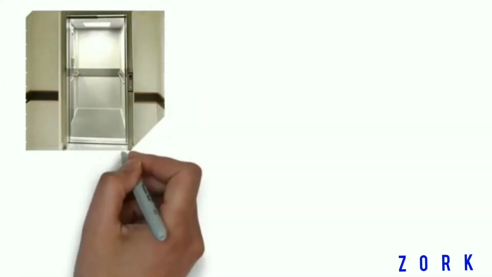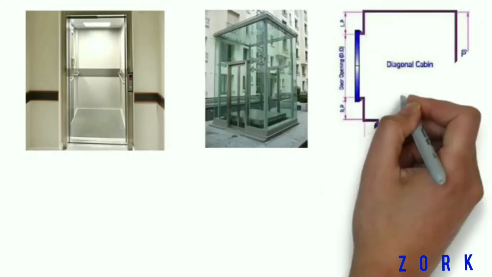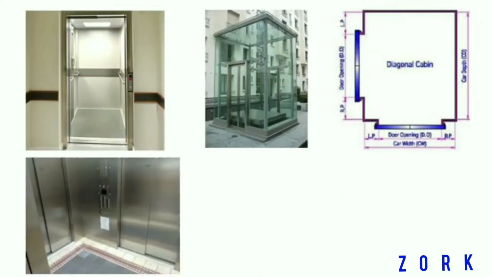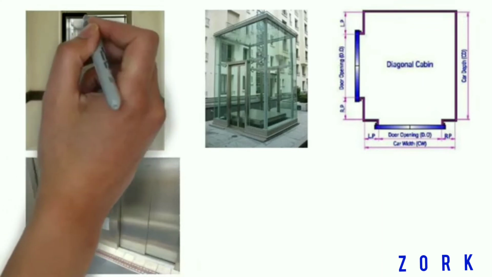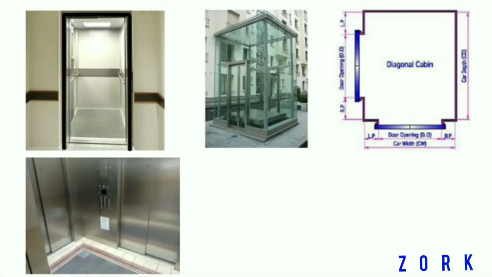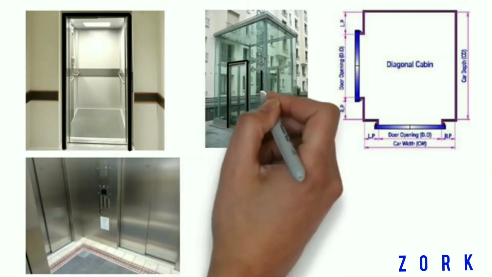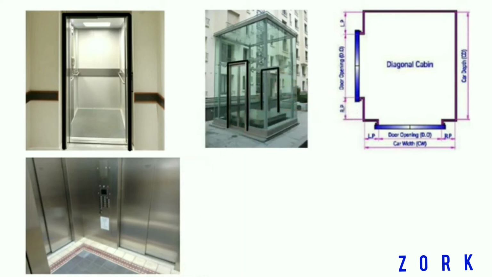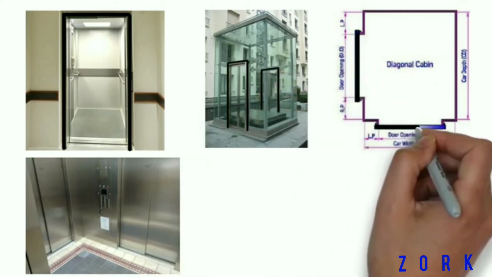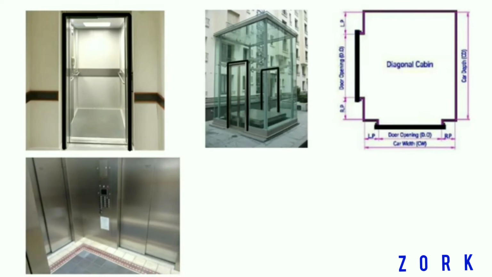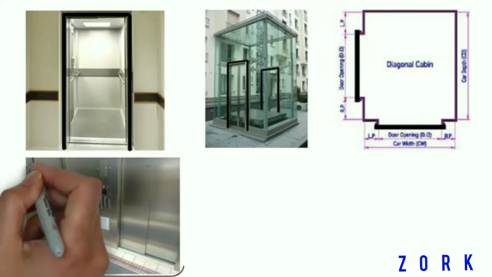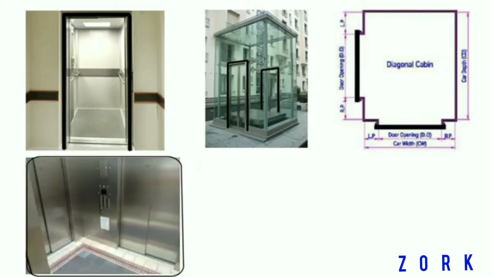Cabin can be of one opening, two opening, angle opening, and three entrance cabin. One opening cabin has a single entrance. Two opening cabin has two opposite entrances. Angle cabin has two entrances situated at an angle of 90 degree. And three entrance cabin has three entrances.